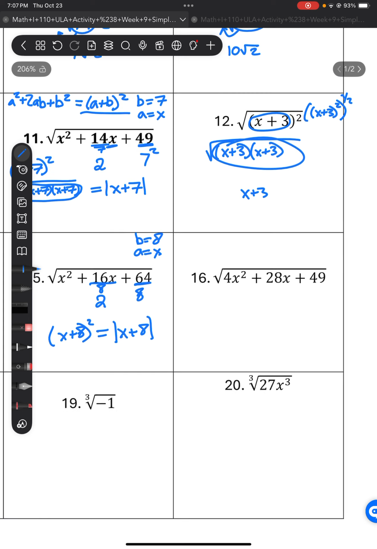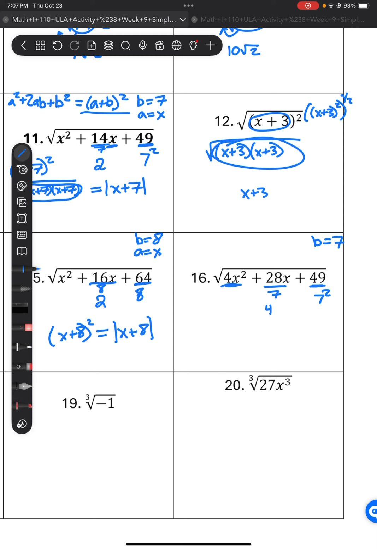All right, number 16. Number 16 is very similar to number 11. You notice we both have 49 here. However, these have been changed. So let's look at that. This is 7 squared still, so our b is 7. Let's divide by 7 here. By doing that, we're left with 4.